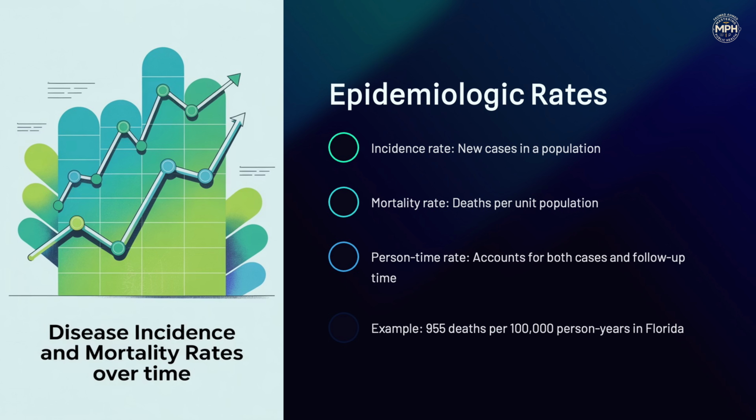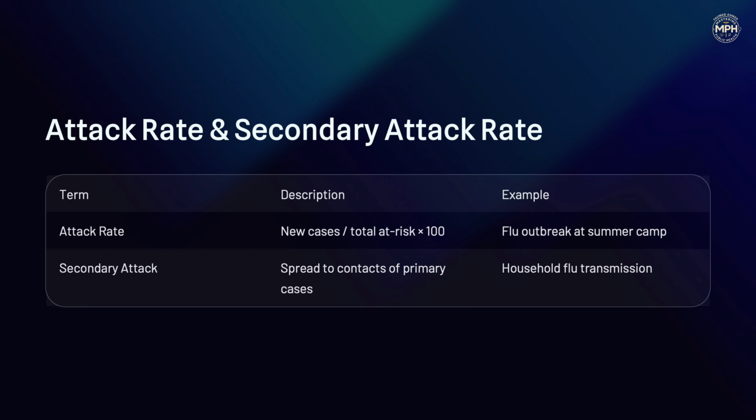Incidence rate measures new cases over a time period. Example, 28,639 new whooping cough cases in 2013 equals 9 per 100,000. Mortality rate is the number of deaths in a population, often expressed per 100,000 people per year. Person-time rate accounts for time individuals are at risk. Example, 955 deaths per 100,000 person-years in Florida, 2016. These standardized rates help us compare populations, even with different sizes or follow-up times.